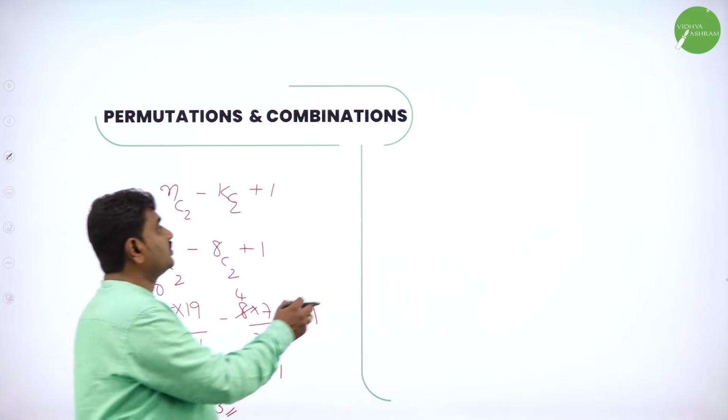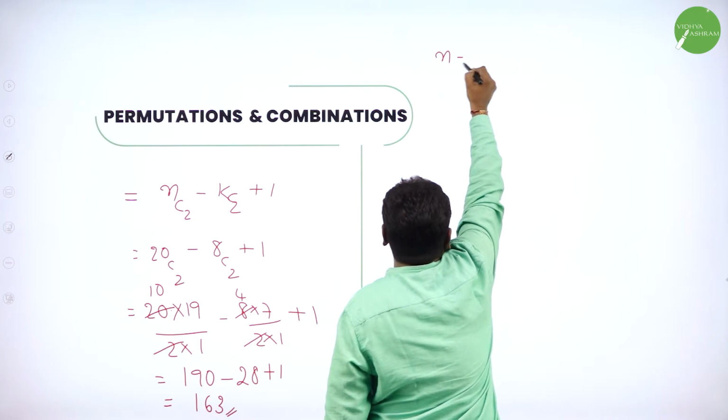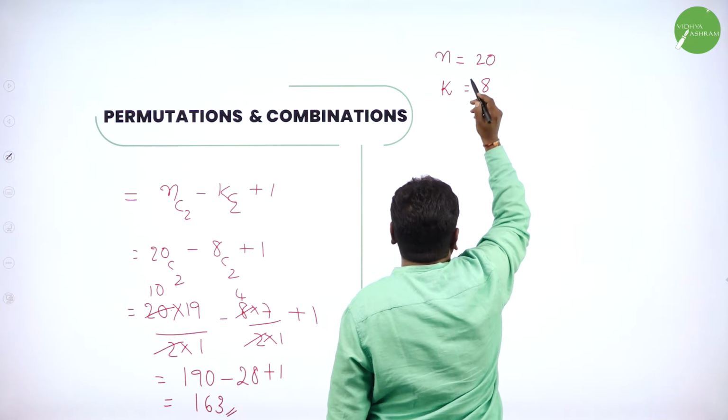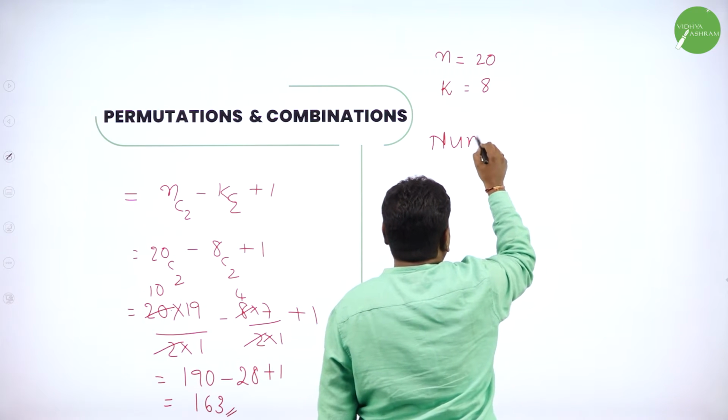Then number of triangles. So total 20 points are there and collinear are 8. So now I will go for number of triangles.